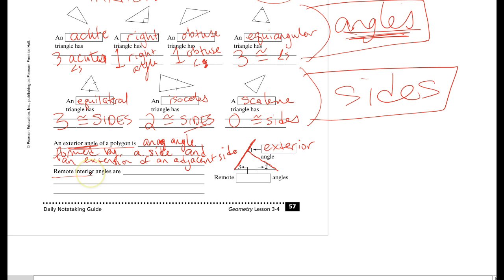And remote interior angles, just like I mentioned above, are officially the 2 non-adjacent interior angles corresponding to each exterior angle of a triangle.